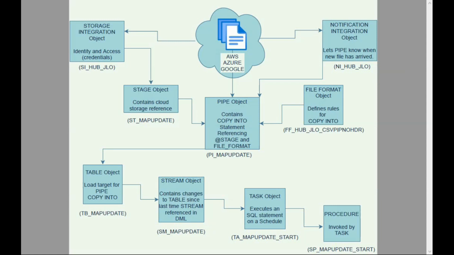In our system, when pipe PI mapUpdate begins loading files for an entity named mapUpdate into table TB mapUpdate, stream SM mapUpdate will capture those table changes. Task TA mapUpdate start is waiting for changes to stream SM mapUpdate and will execute when the stream is changed. Task TA mapUpdate start calls stored procedure SP mapUpdate start, which begins our update processing. But before we continue that, let's take a look at some code.